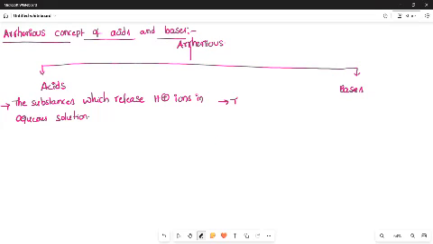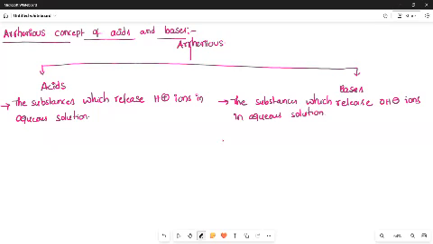At the same time, the substances which release OH minus ions in aqueous solution are called bases. For example, HCl in aqueous condition will dissociate into H plus aqueous plus Cl minus aqueous. If you do not have any aqueous condition, if you do not have any water, you will not get this H plus.